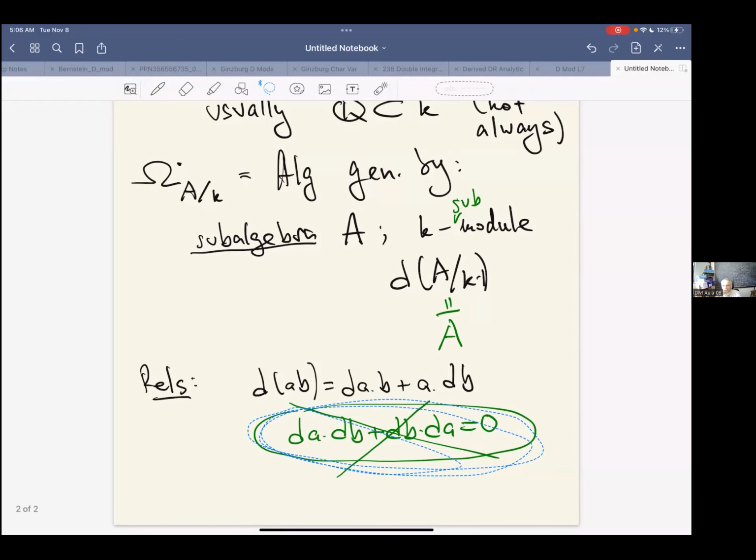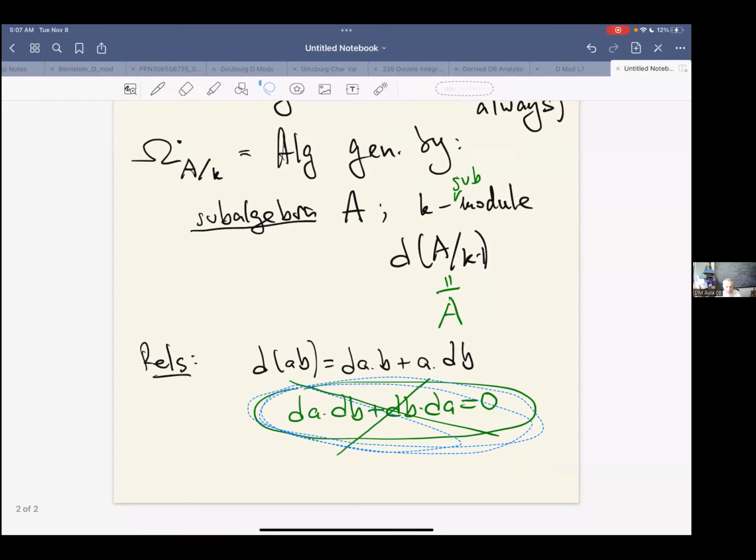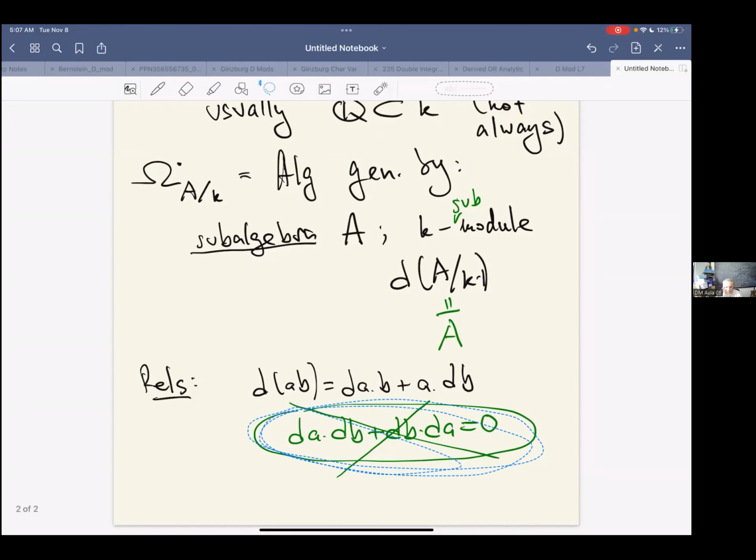And so I am not assuming that, and that would not, of course, be natural for non-commutative algebras. So that's it. And the advantage is that it's very simple. The disadvantage is that the cohomology is not very interesting.